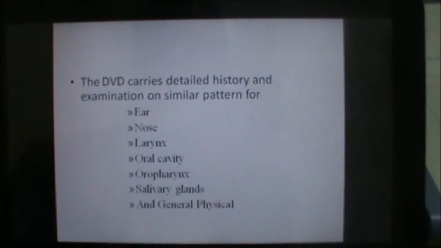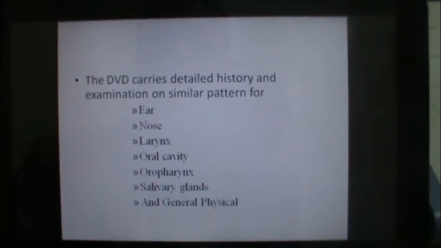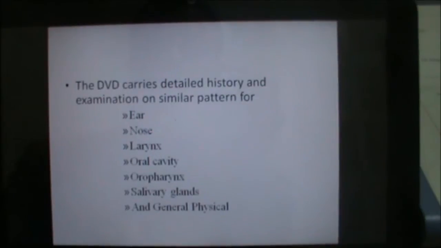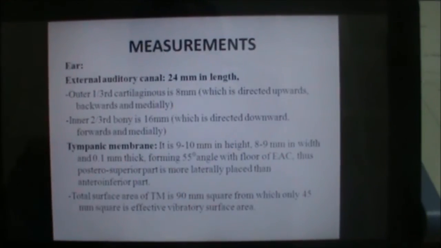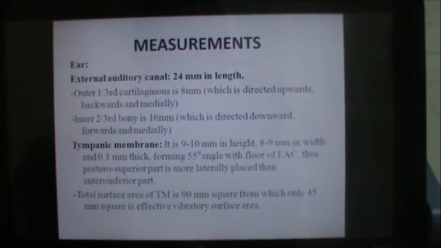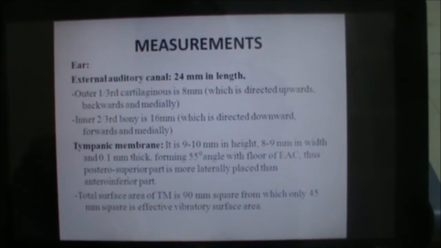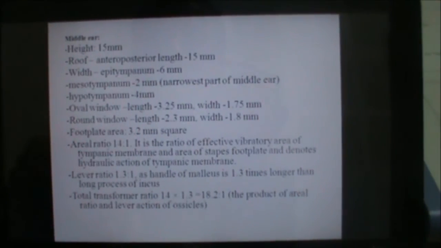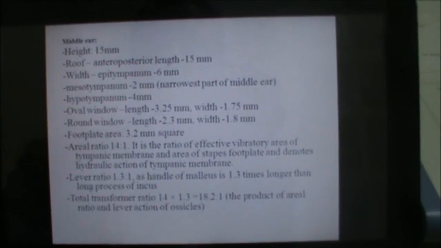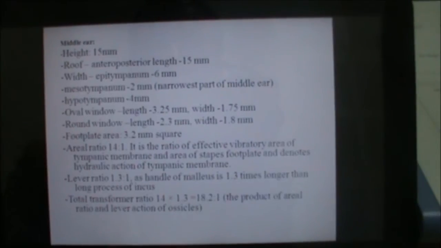The DVD also carries detailed history and examination of the ear, nose, larynx, oral cavity, oropharynx, salivary glands, and general physical examination. Then there is a section of measurements where we have shown the external auditory canal, tympanic membrane, and middle ear, all points which we often forget during exams, and this is for quick revision.